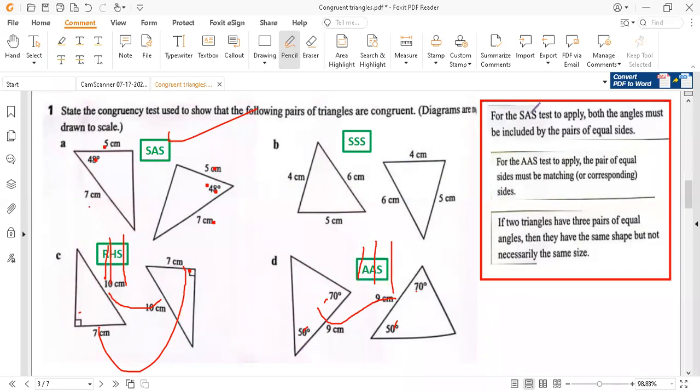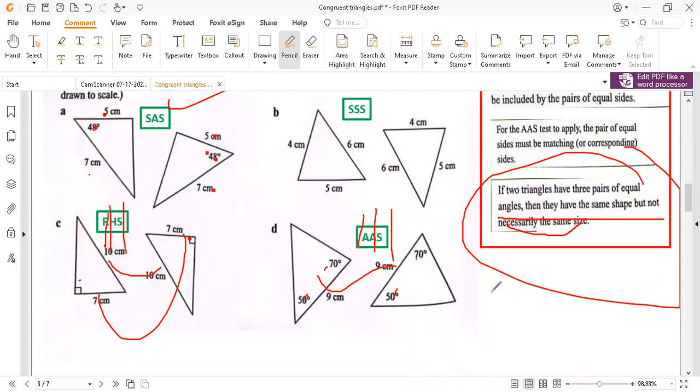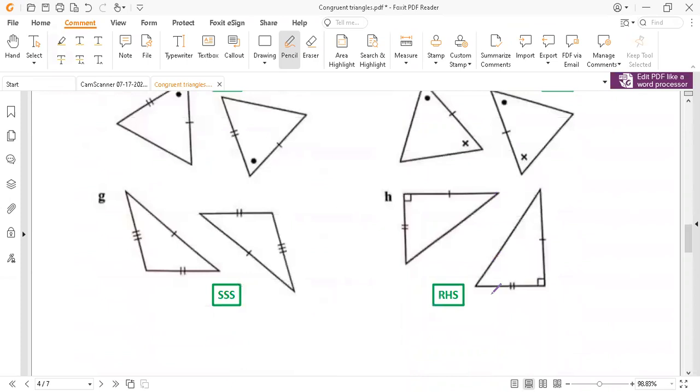For the SAS to apply, the angles must be included by the pairs of equal sides. For the angle, angle, side to apply, the pair of equal sides must be matching. And if two triangles have three pairs of equal angles, then they have the same shape, but not necessarily the same size. This one is very important, because three angles are not sufficient to have congruent triangles.